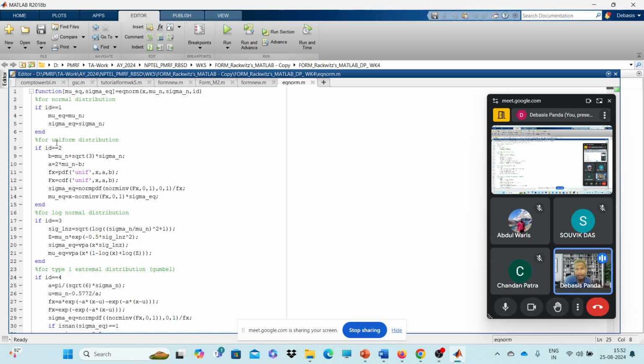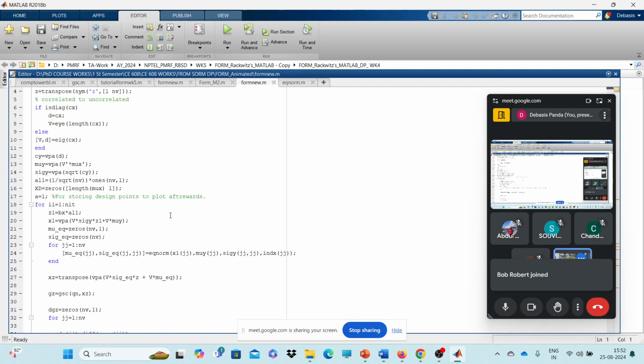If you provide x, mu, sigma and id, it will give you the equivalent mu and equivalent sigma. If the variable is normal, then the id will be 1, that means mu equivalent is equal to mu actual and sigma equivalent is equal to sigma actual. Clear?